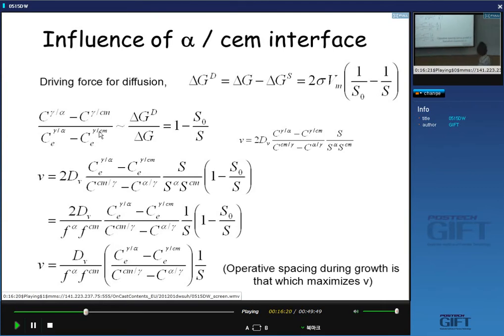So with this formulation, the interlamellar spacing which gives the highest growth rate is 2S0. And we put 2S0 here, then finally we can have this formulation.